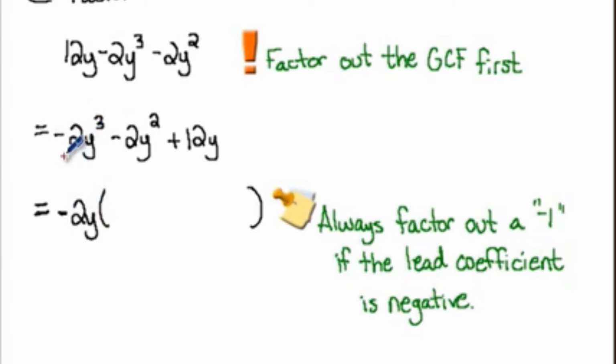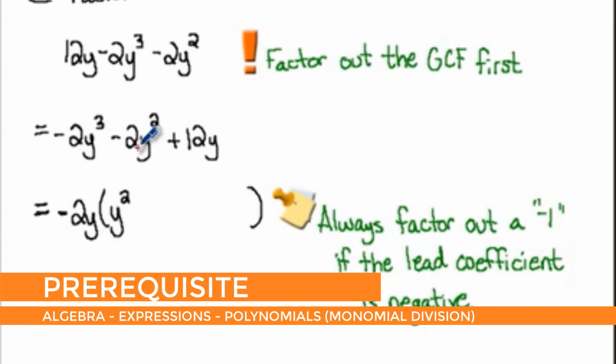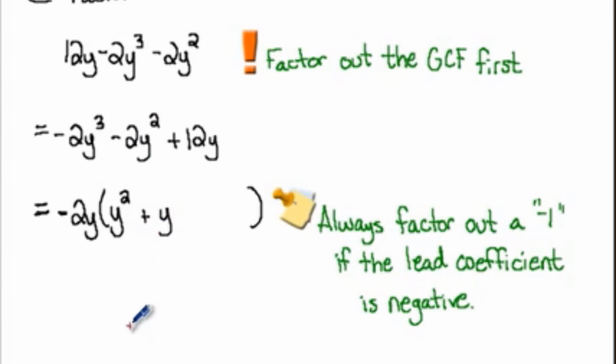So this first term, if I divide out a negative 2 and then a y off of it, I get a y squared. The second term, if I factor off a negative 2 and a y, I get a positive y. And the last term, if I factor out a negative 2y, I'm left with a negative 6. This is actually not too bad to factor at this point, because remember, we still have that negative 2y hanging out there. There's nothing else they have in common, so hopefully this factors nicely.